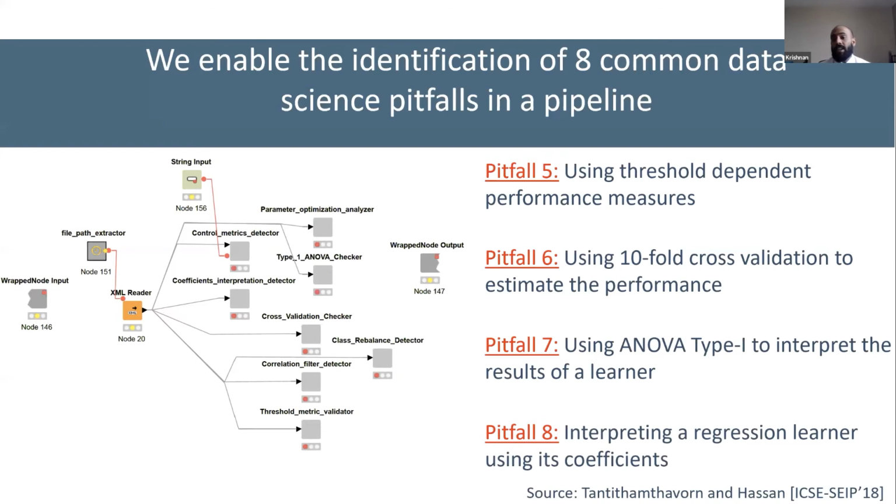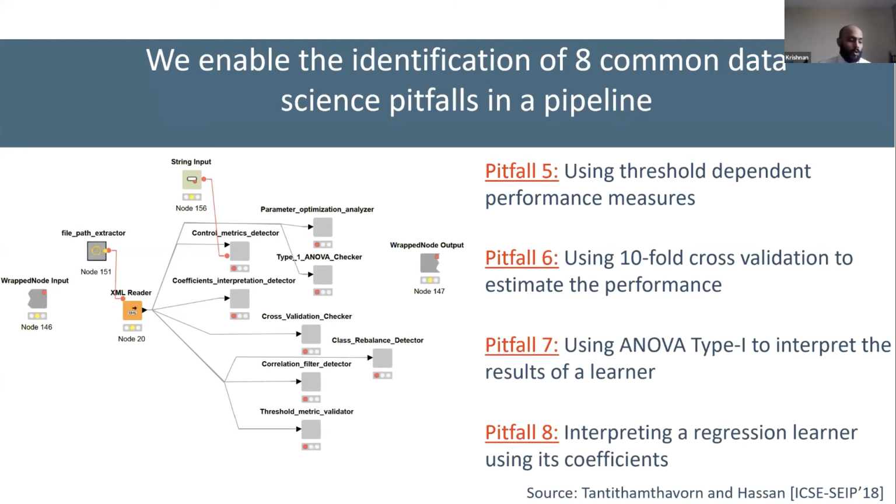And then finally, interpreting the coefficients of the regression model directly. Once again, a plethora of research shows that interpreting the coefficients of a regression model is not the right way to derive insights out of a regression model. So these are the 8 pitfalls that we set out to analyze.